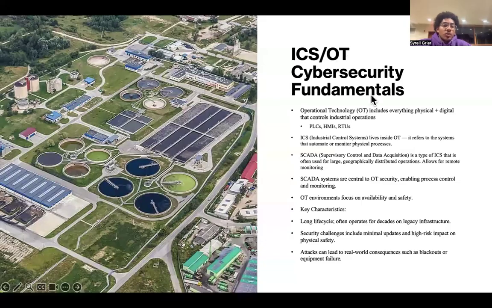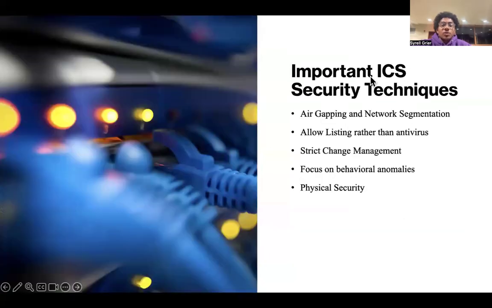So now I'm going to talk about some common ICS/OT security techniques. So the first one we'll talk about is air gapping and network segmentation. So air gapping is essentially a physical or logical separation between networks, especially between IT networks and OT networks. An air-gapped OT system has no direct internet connection, whereas network segmentation creates zones using firewalls and virtual local area networks to isolate parts of the OT network.